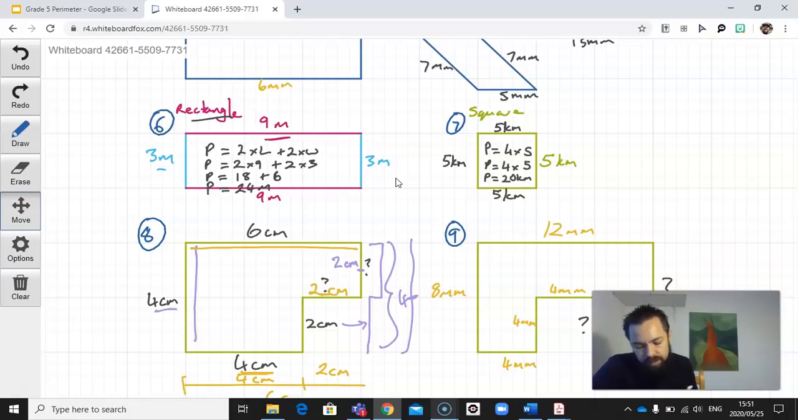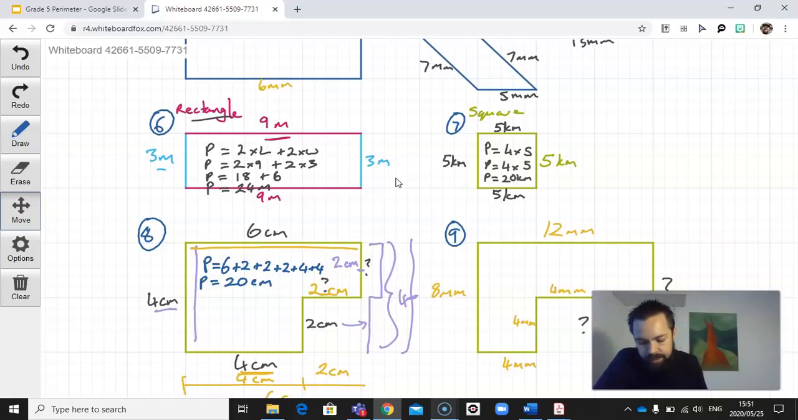Now that I have all of the sides, I can do my workings out. So P equals, and I've got to add all the sides. I'll start at the top. 6 plus 2 plus 2 plus 2 plus 4 plus 4. Add those together. 6 plus 2 is 8 plus 2 is 10 plus 2 is 12. Gives me 20 centimeters.